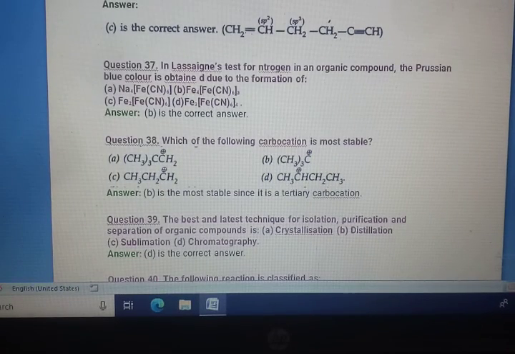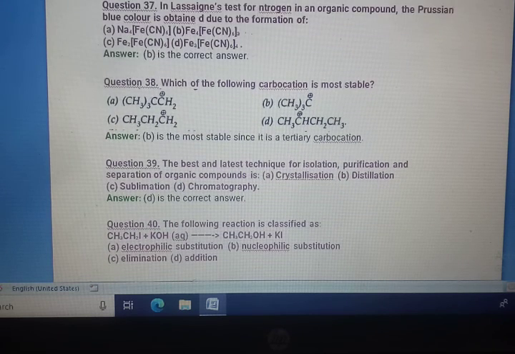The best and the latest technique for isolation, purification and separation of organic compounds: crystallization, distillation, sublimation, chromatography. Chromatography is the modern method to separate any organic compounds. You can go to a chemist, and the chromatography process will be used. The following reaction can be classified: CH3CH2I plus KOH gives CH3CH2OH. This is a nucleophilic substitution reaction.